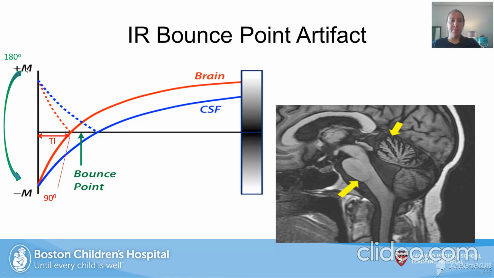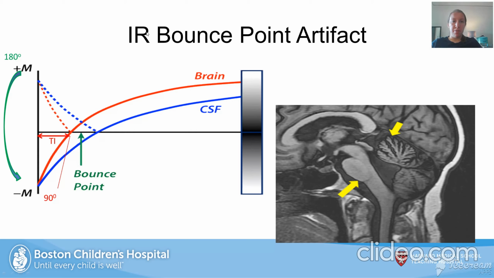But just to remind you, if you do a 180 pulse, basically you flip all of your protons into the negative plane, and you watch them regrow like this. So that's what you're looking at on the graph here. You tip these protons 180, and then you wait for the signal to regrow.